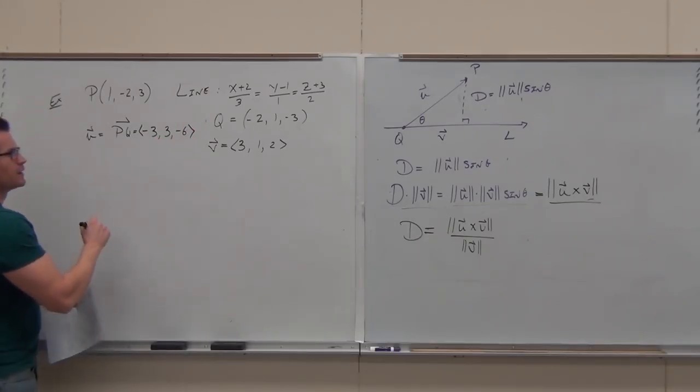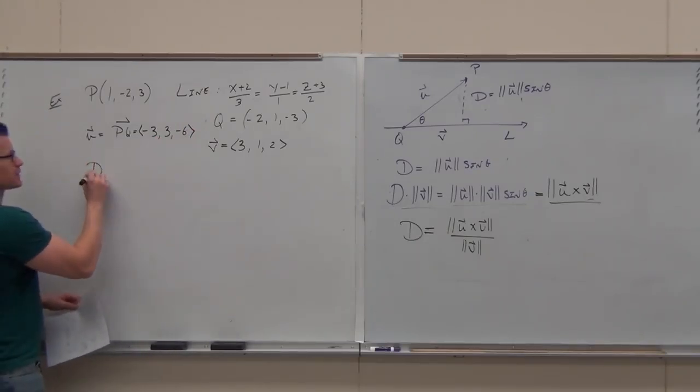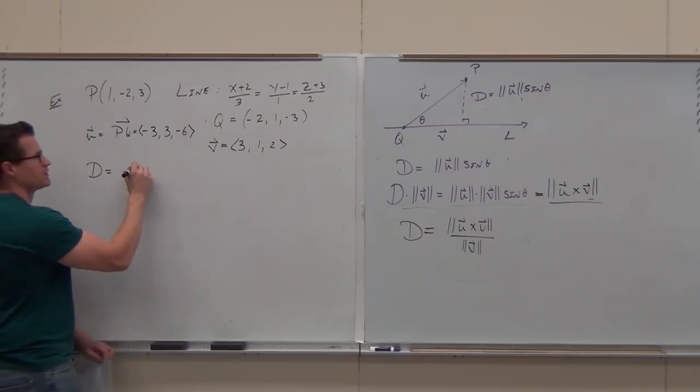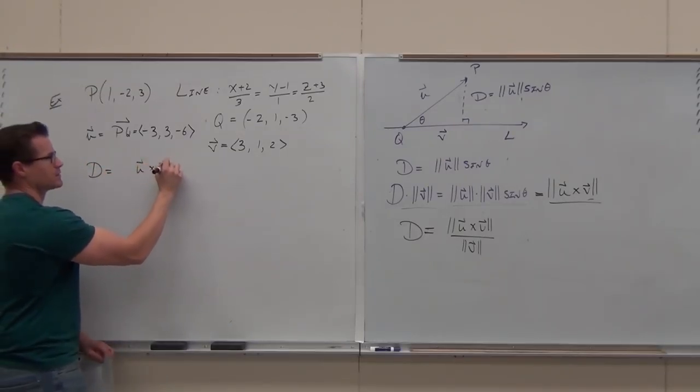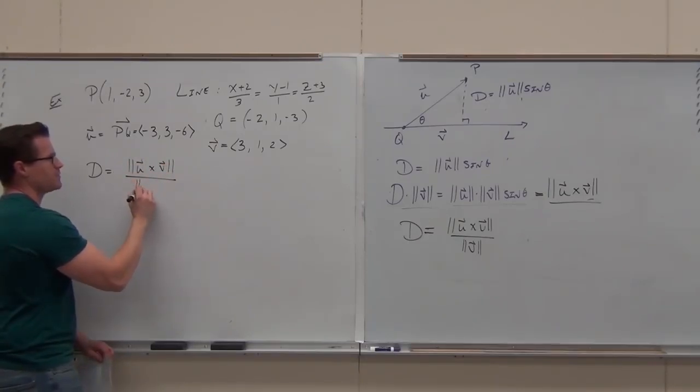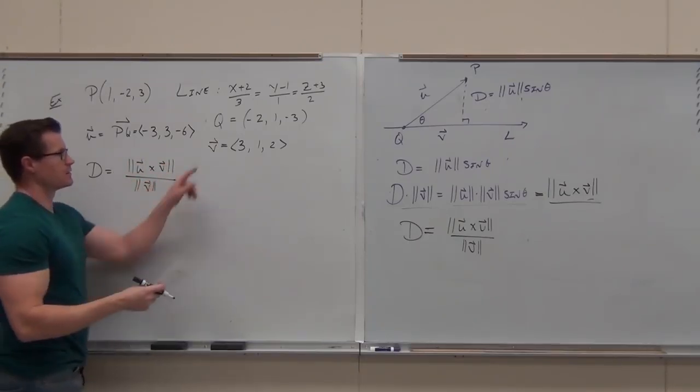Yep, that'll work. And then we can find our distance. Our distance is simply U cross V magnitude divided by magnitude of V. This V.